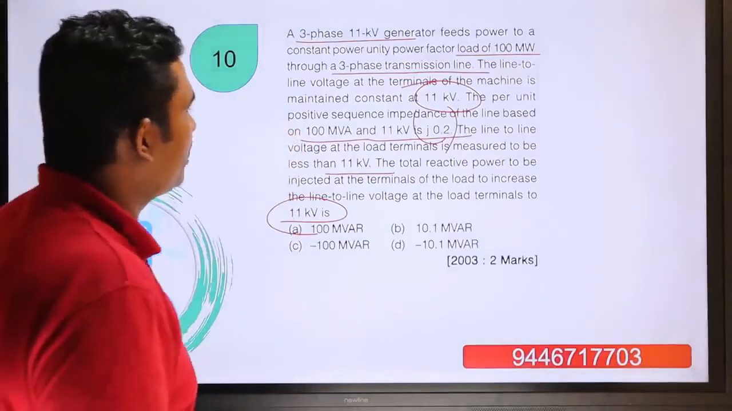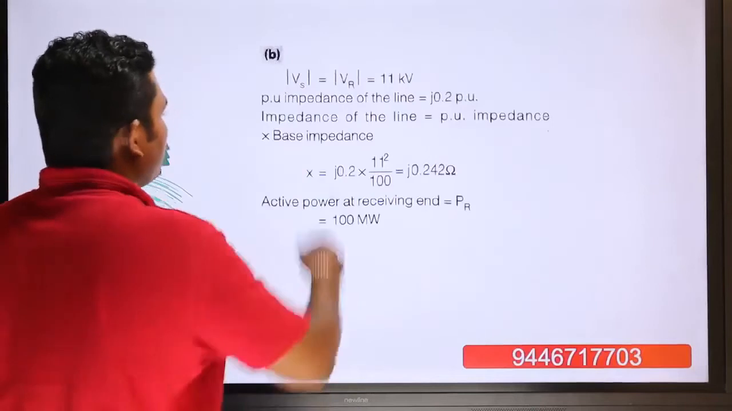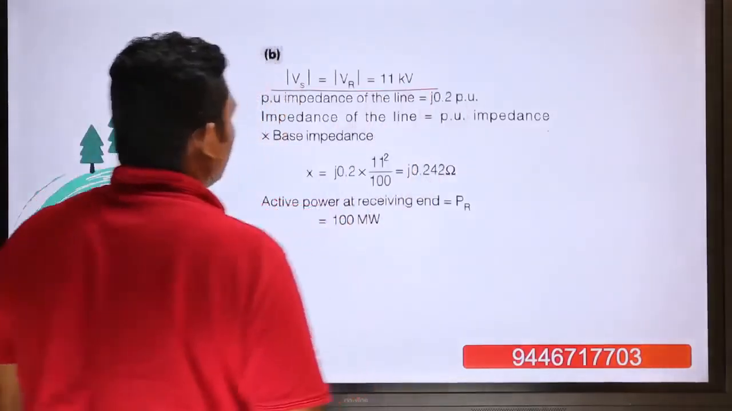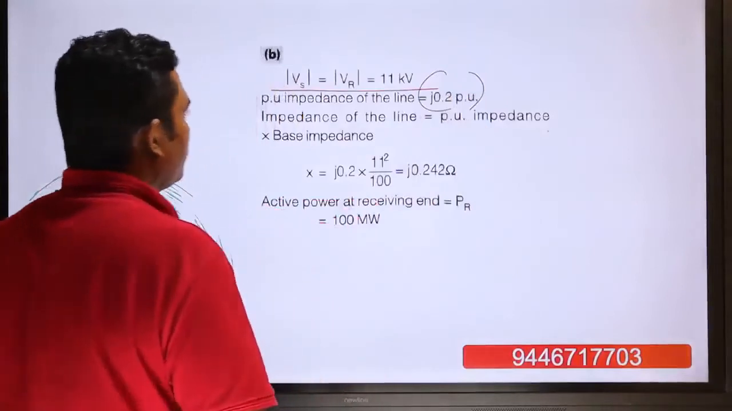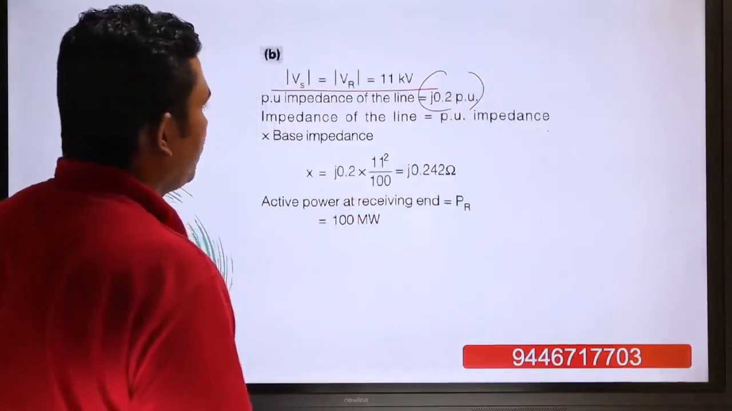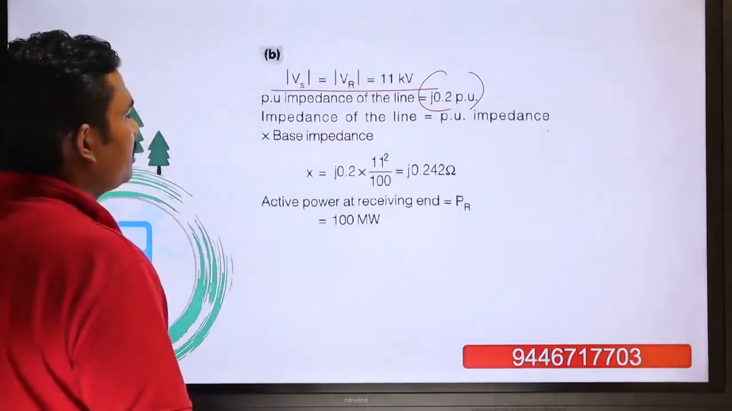So we will have to provide a compensation for the drop. Now, |Vs| = |Vr| = 11 kV. The per unit impedance of the line is equal to 0.2 per unit. Now impedance of the line is equal to per unit impedance into base impedance. Okay. So what is the actual impedance of the line?